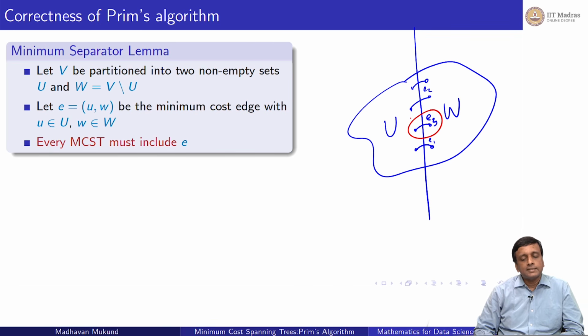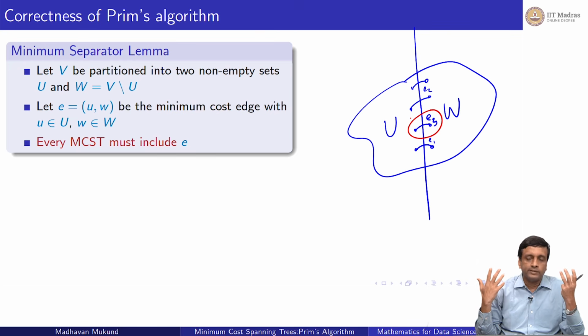Then what this lemma says is that no matter how I construct an MCST on this graph, that particular edge E3 has to be in my MCST. Okay. So the intuition is that somewhere in my tree I will be separating U from W, and the best way to connect U to W is via E3. So I must use E3 in my MCST, right. So this is the claim.